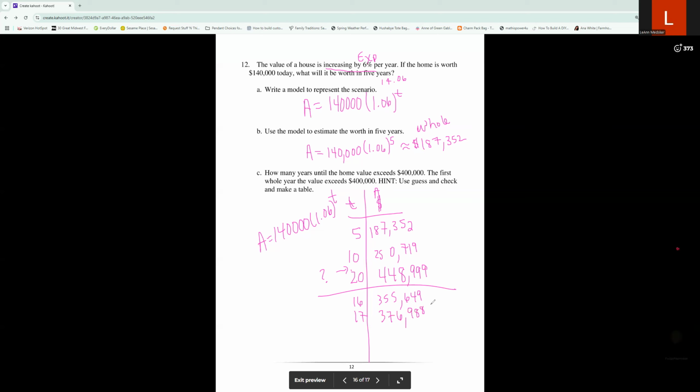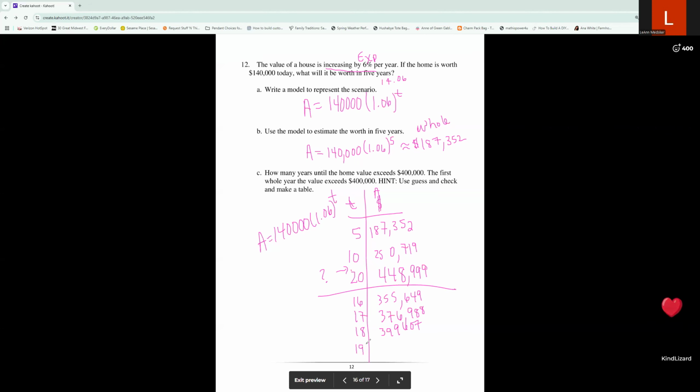So again, not quite over 400,000. We'll go one more year in the future to 18, see if this does it for us. So 1.06 raised to the 18th power times 140,000. This is not it either. It's 399,607. We're not quite over 400, so it's going to probably be 19.